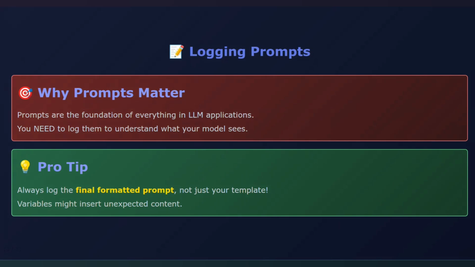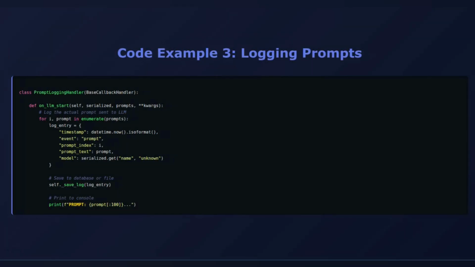Starting with prompts. Prompts are the foundation of everything in LLM applications. You need to log them to understand what your model is actually seeing. Here's how you capture and log prompts using callbacks. In the onLLMStart method, we get access to the prompts list. We can log the raw prompt, save it to a database, or send it to our monitoring service.